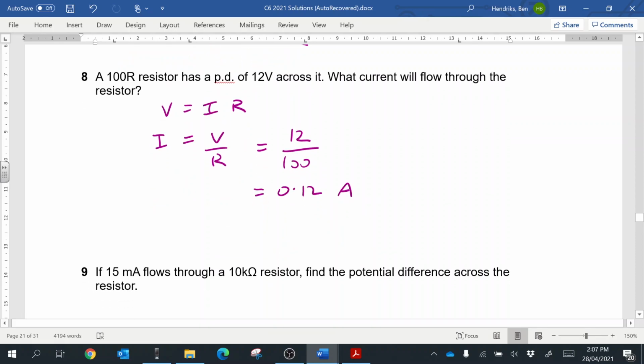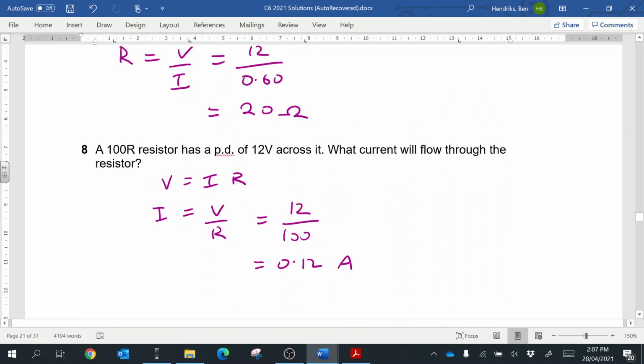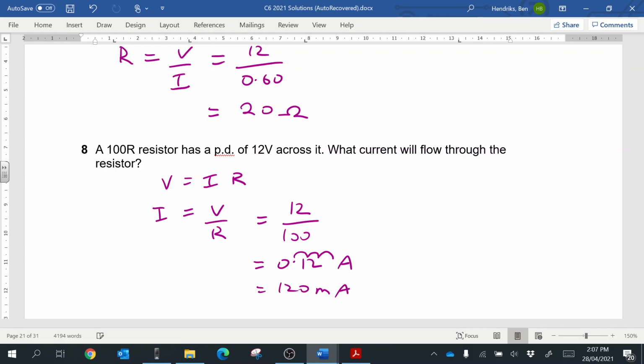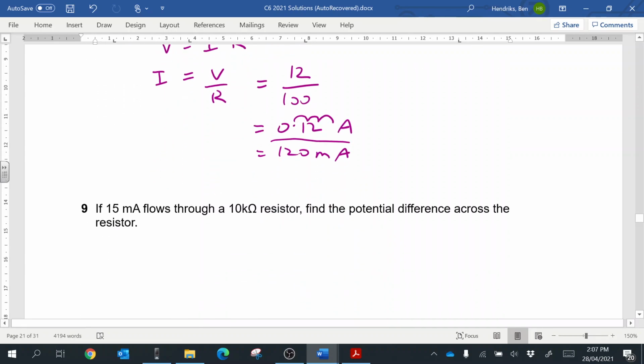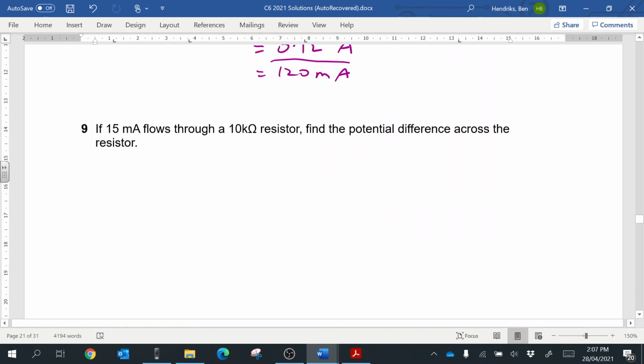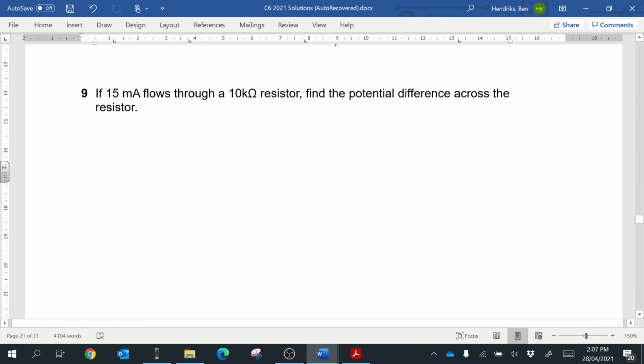Quite often we like to write amps as milliamps, so that would be equal to 120 milliamps. You might see that quite a bit. That's probably more of an electrical thing. 0.12 amps is the SI unit.